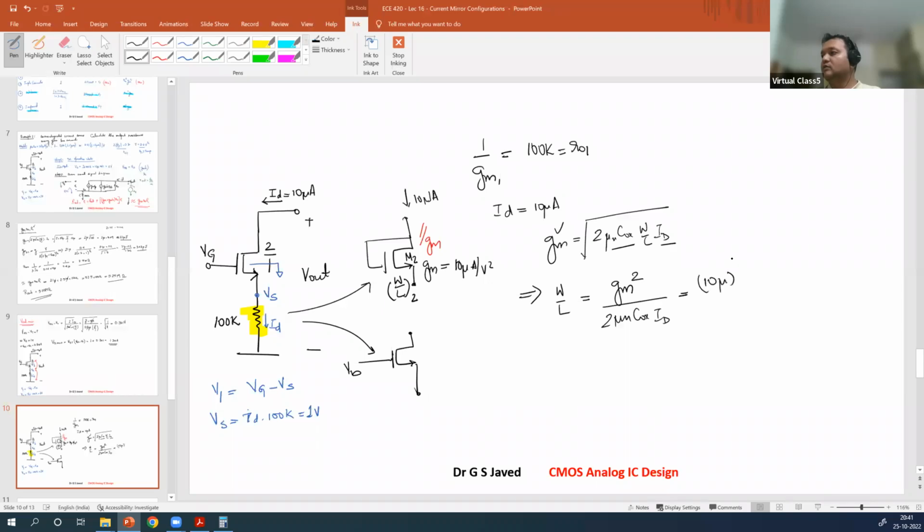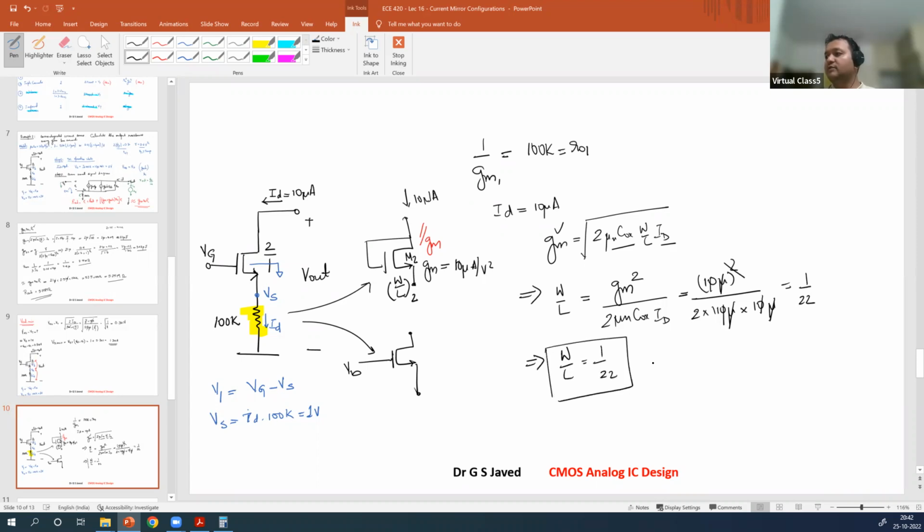10 micro whole square divided by 2 into 110 micro times ID, which is 10 micro. So this micro gets cancelled with these two. This 10 gets cancelled here, so this goes away. So what is left over? 1 over 22. That means you have a W over L of 1 over 22.